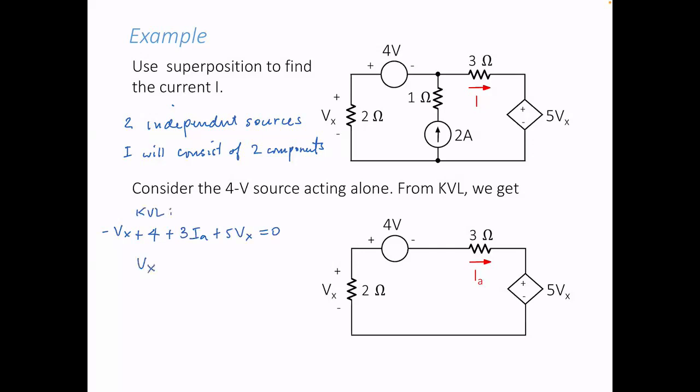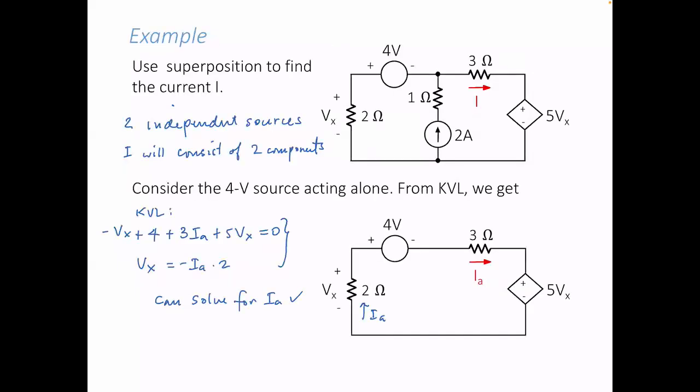But notice that Vx is equal to minus IA times 2. This is IA. IA should produce a positive voltage here with respect to here, but Vx has opposite polarity, and that's why it's a negative sign. So combining these two, I can solve for IA. Do I have the solution of that? Unfortunately, I'll just leave it at that, no?